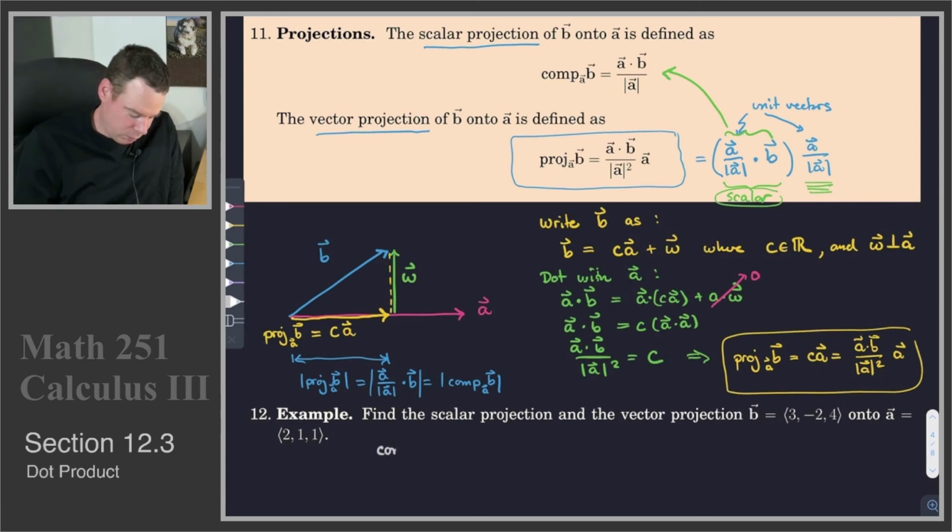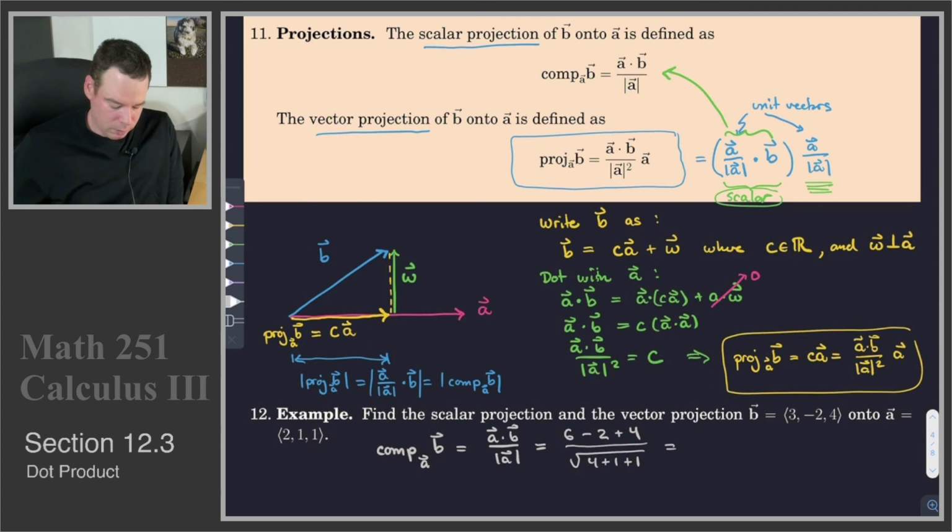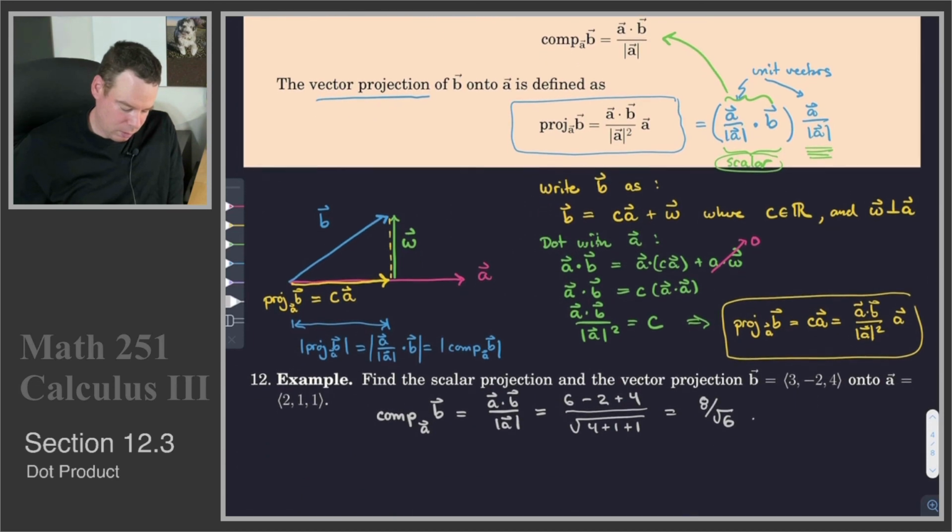So we'll first look at the scalar projection. So we're going to look for the component of B in the direction of A. That's given by A dot B over the length of A. A dot B, that's given by 6 minus 2 plus 4. And the length of A is given by the square root of 4 plus 1 plus 1. So that is 8 over root 6. So there is our component in the direction of A.